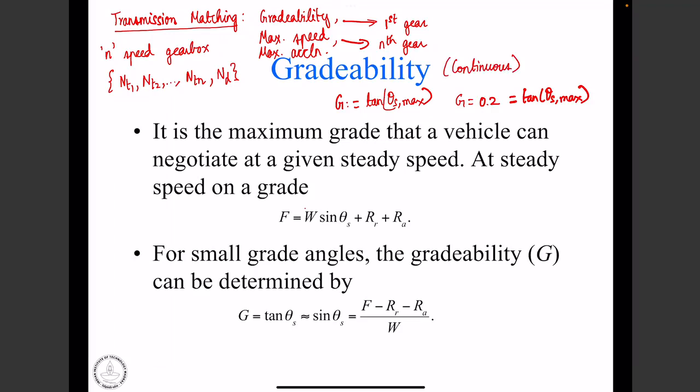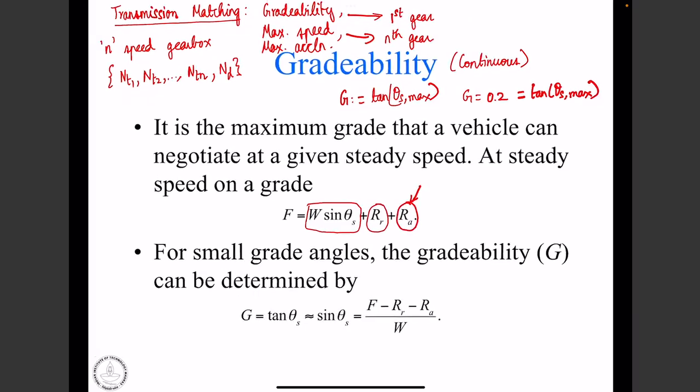So the main load or the force which needs to be overcome by the powertrain when we are dealing with gradability specification is mg sin theta s or W sin theta s, right? Which is the component of the vehicle weight along the incline. And some people will use the rolling resistance and the aerodynamic drag also. Some will neglect the aerodynamic drag. Some may neglect the rolling resistance, right? Or some may neglect both. Okay, so you will find all combinations which are possible.